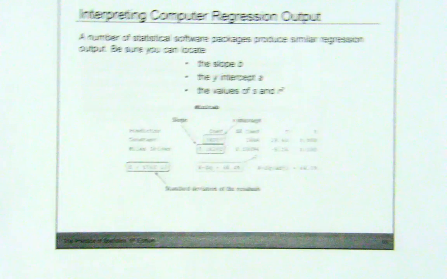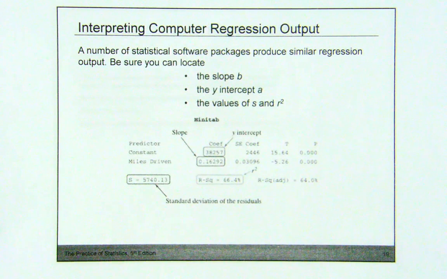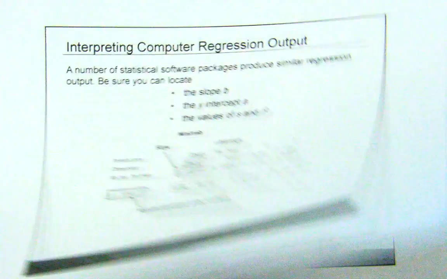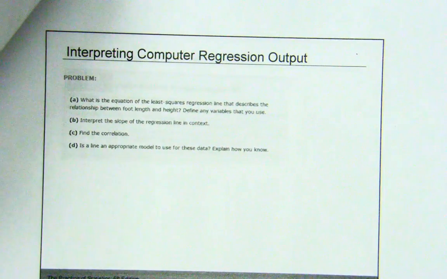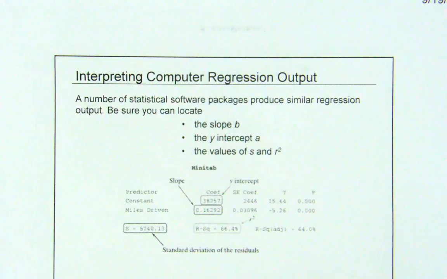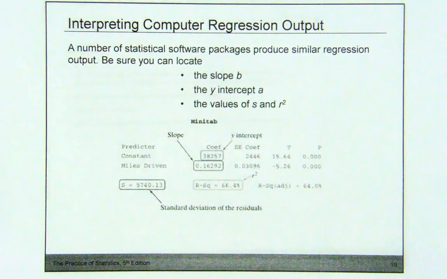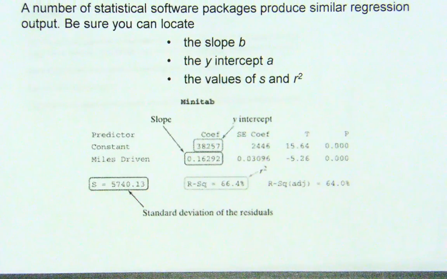Okay, so in this video we're going to do interpreting computer regression output, which should not be too complicated. The last one is, though, and I'm going to try to go slow into both of those because the last part is just, I'm just confused half the time. So a number of statistical software packages produce similar regression outputs. So be sure you can locate the slope, the y-intercept, or a, and the values of S and R. So usually, if you're given something, you need to be able to at least identify what's going on.